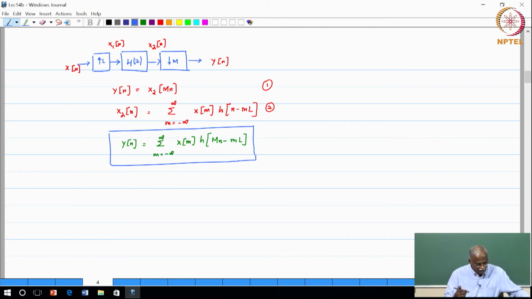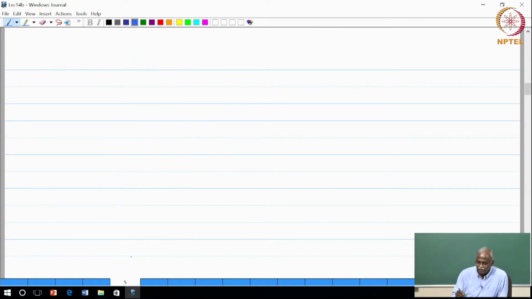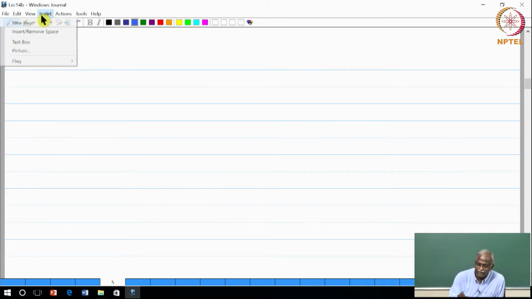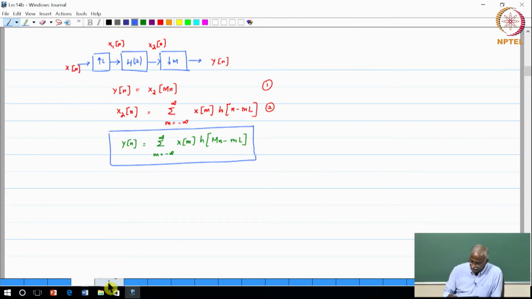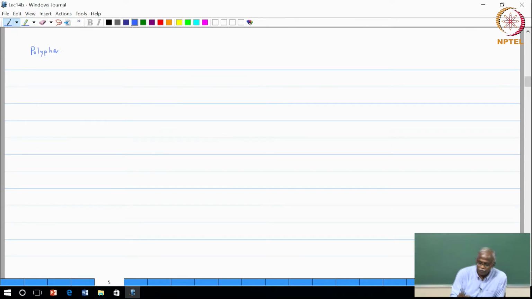Now, I would like to move on to our discussion on the polyphase decomposition, which we had already described. I would like to pick it up from there and then move forward and develop that further. Okay, so the polyphase decomposition we introduced in the last lecture. Let me give a little bit of background to it, since this is the first time we are formally introducing it.